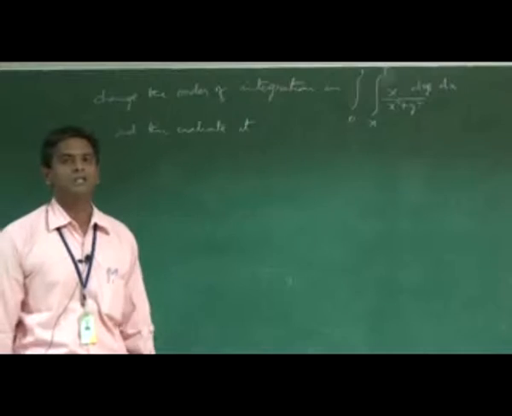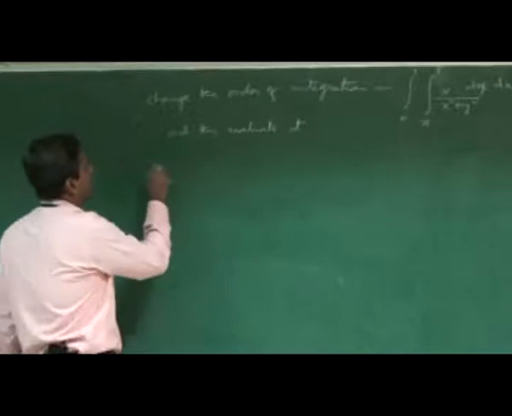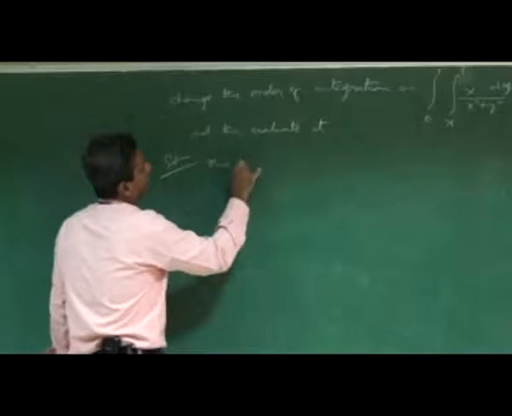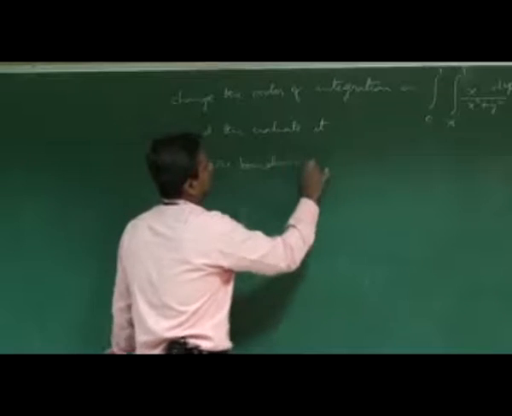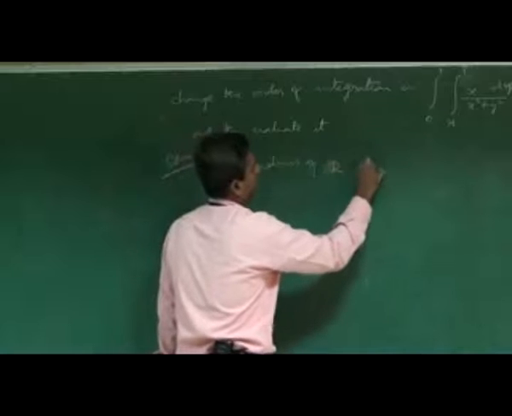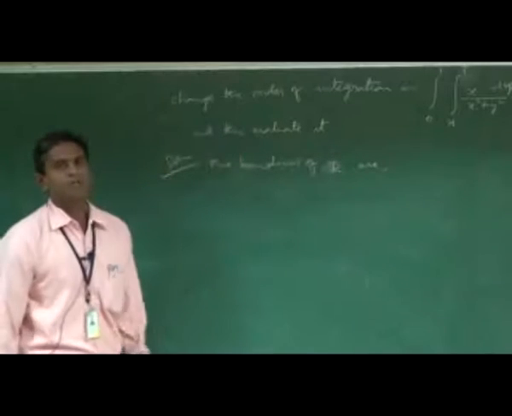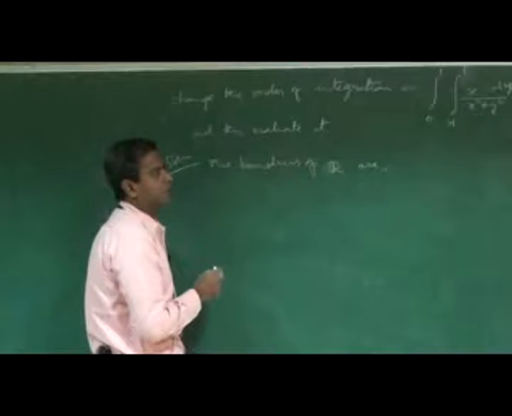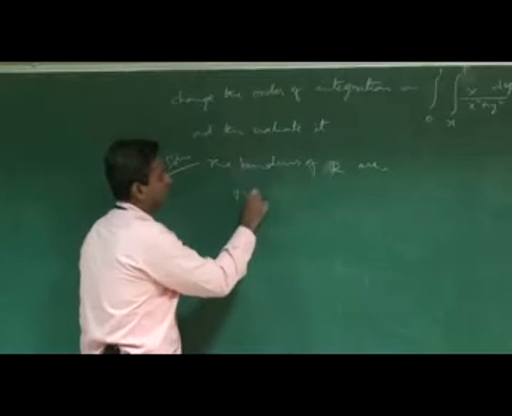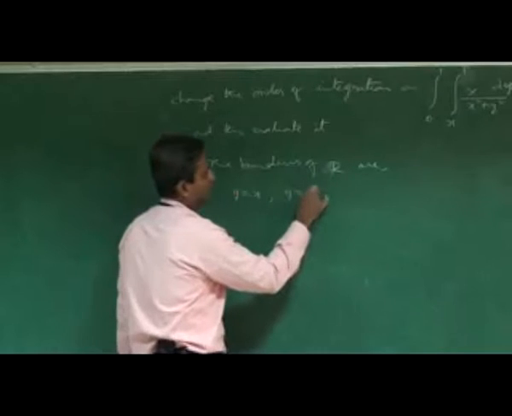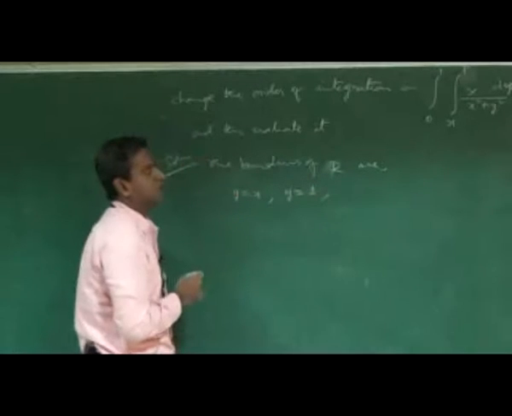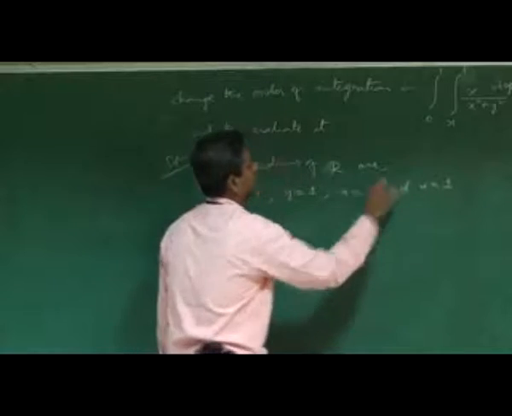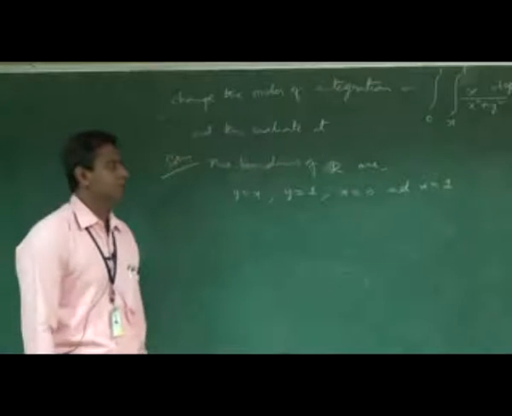See, in this case, how to change the order? First of all, you write the boundaries of the given region R. The first integration is with respect to y, so the limits of y are y equal to x and y equal to 1, and the limits of x are 0 and 1, so x equal to 0 and x equal to 1. So these are all the boundaries of the given region R.